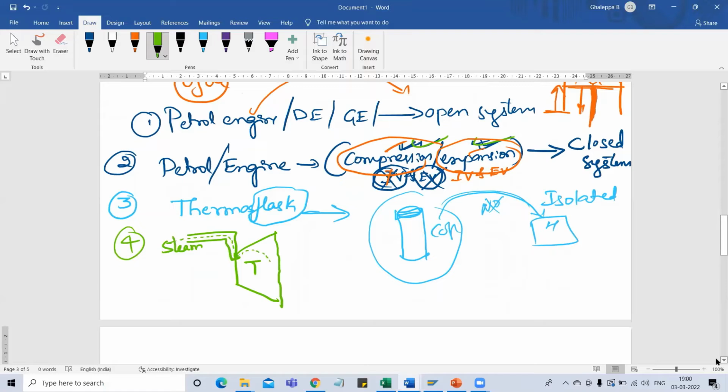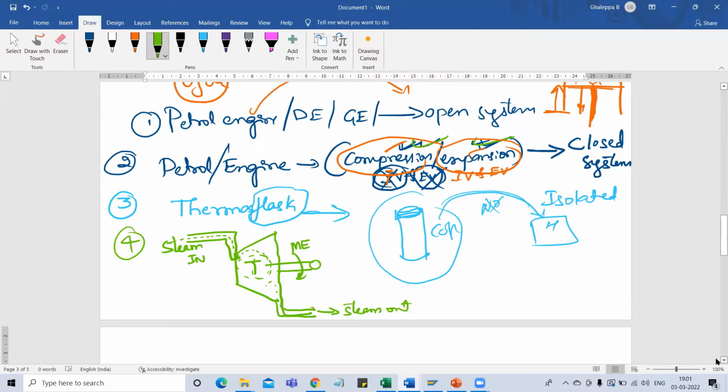This steam enters the turbine, hits the blade, and converts to mechanical energy. That is rotary motion. Mechanical energy is coming outside, and excess steam will go outside. Steam out. You can consider steam or gas, anything.